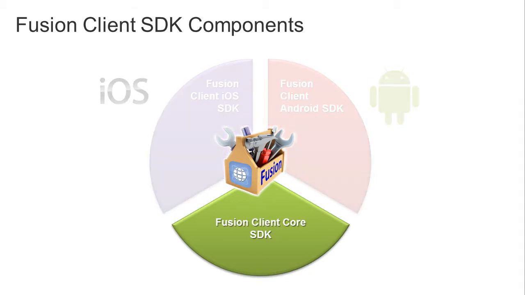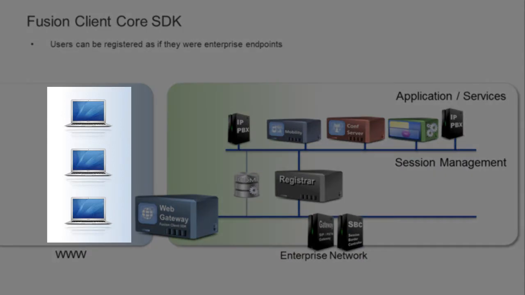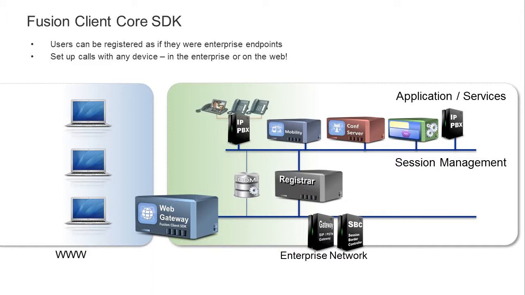In this video, we'll give a basic overview of the Fusion Client Core SDK. By the time we're done, you should have a good basic idea of how it works and how it ties in with WebRTC and an enterprise's existing infrastructure. The Fusion Client SDK builds on WebRTC and allows users to register web clients as though they were endpoints in the native enterprise network, to make calls and receive calls with other similarly registered endpoints, whether in the enterprise or on the web. It works hand in hand with what's already in place, adding to and leveraging existing telephony services.